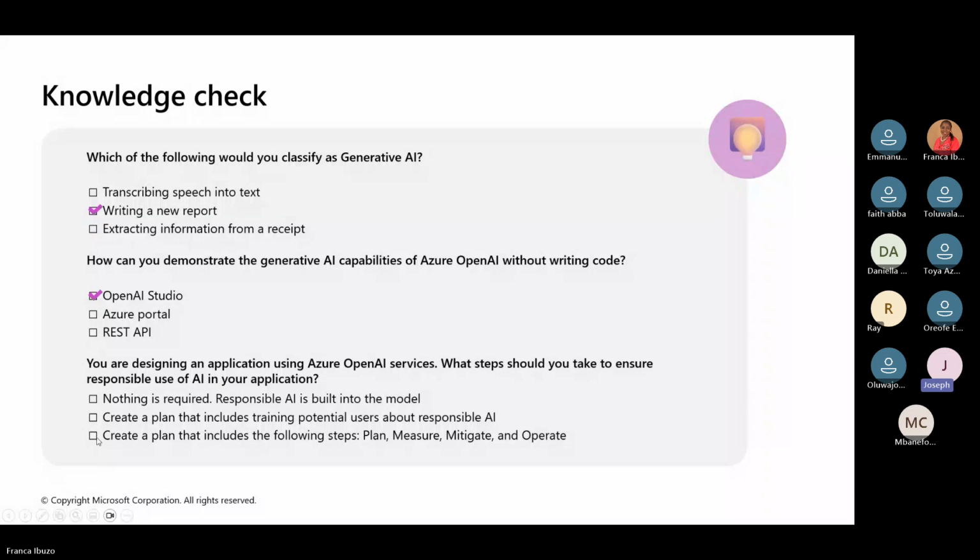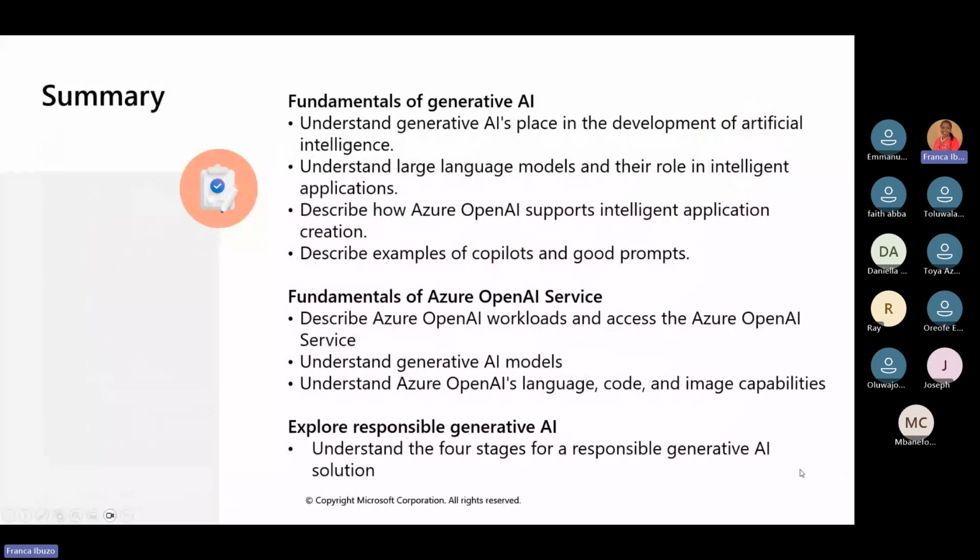Yeah, I agree with him. That's what we just went through. So you're designing an application using Azure OpenAI Services. What steps should you take to ensure responsible use of AI in the application? You create a plan that includes the following steps: plan, measure, mitigate, and operate. Just went through that. Okay. So, a summary of what we've gone through.